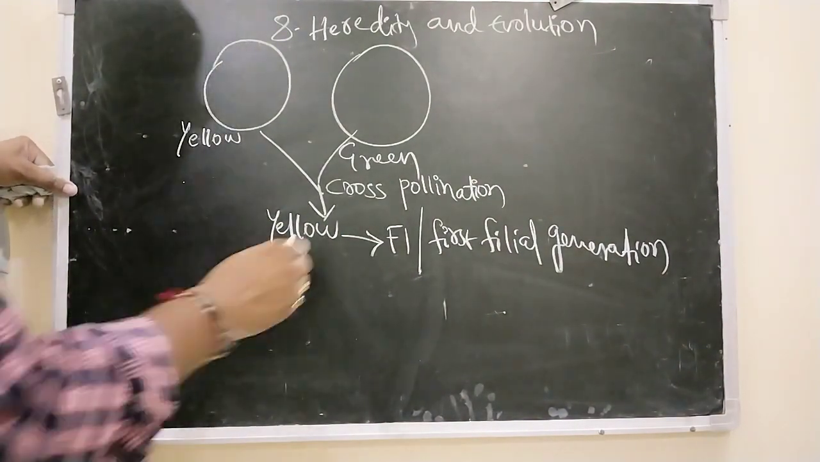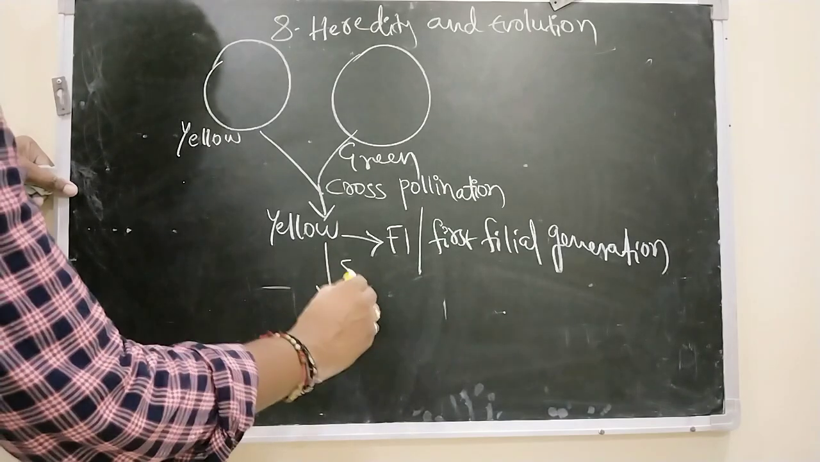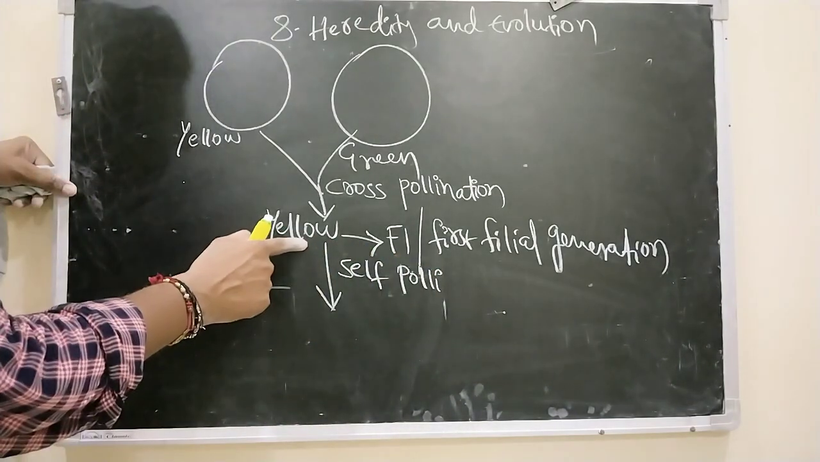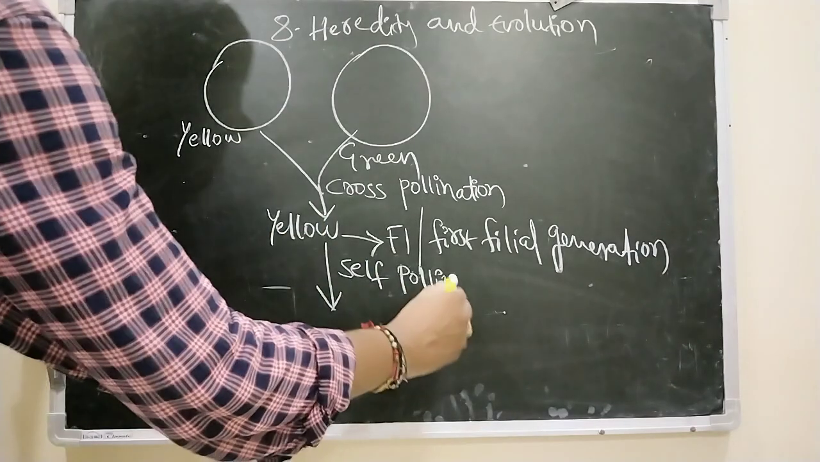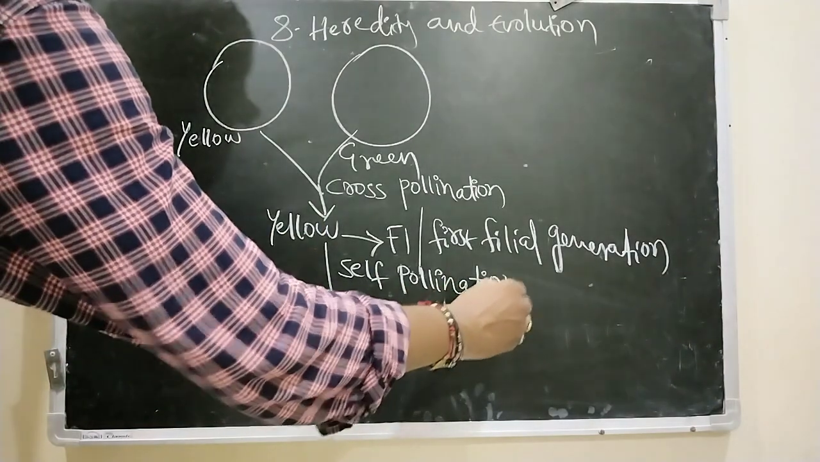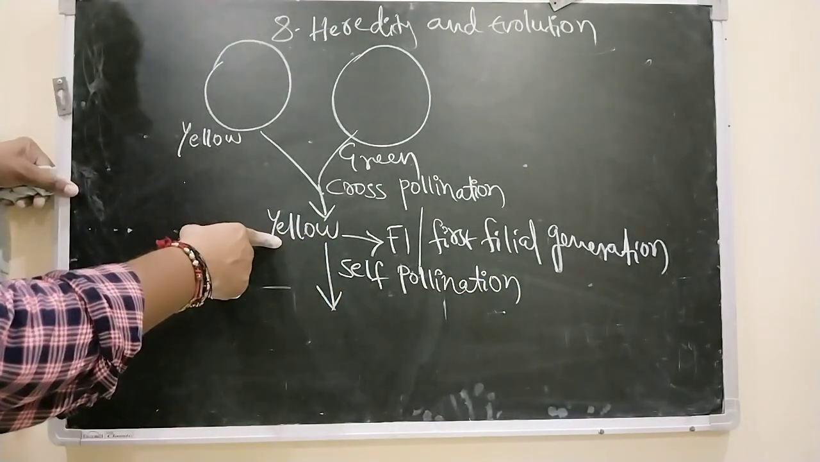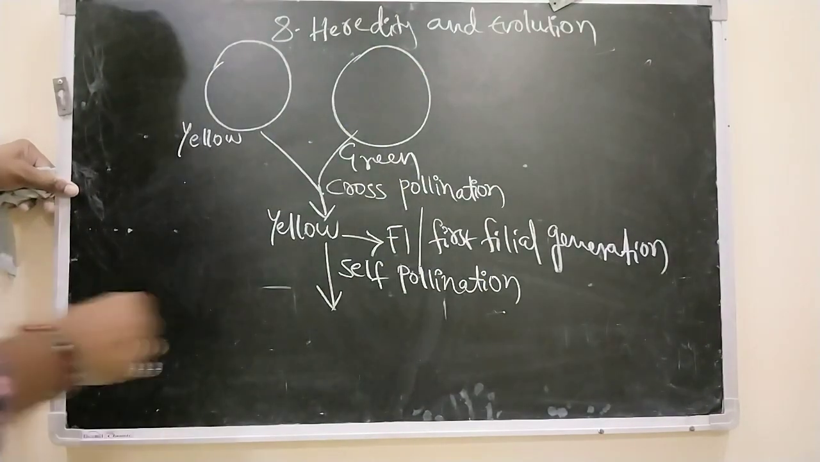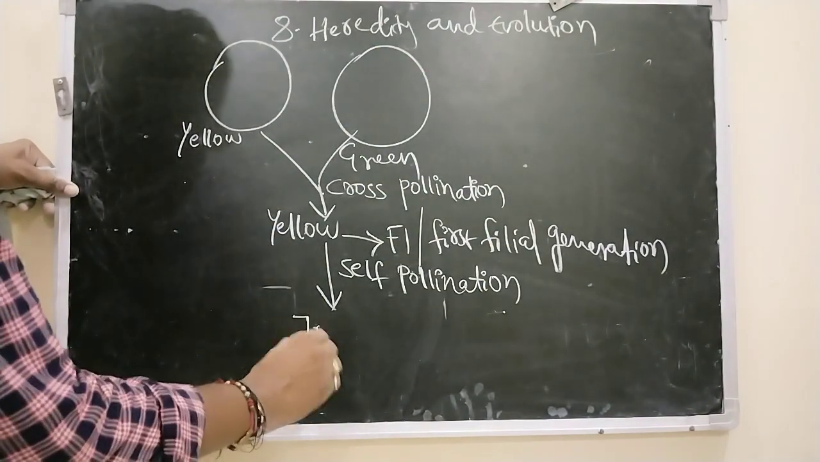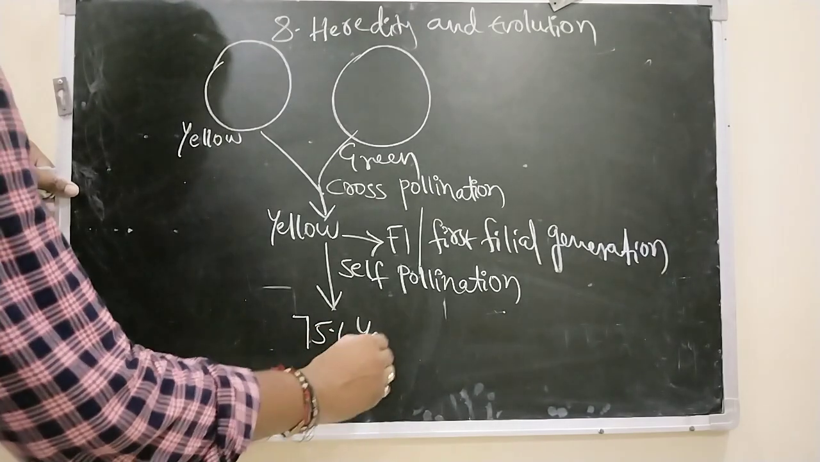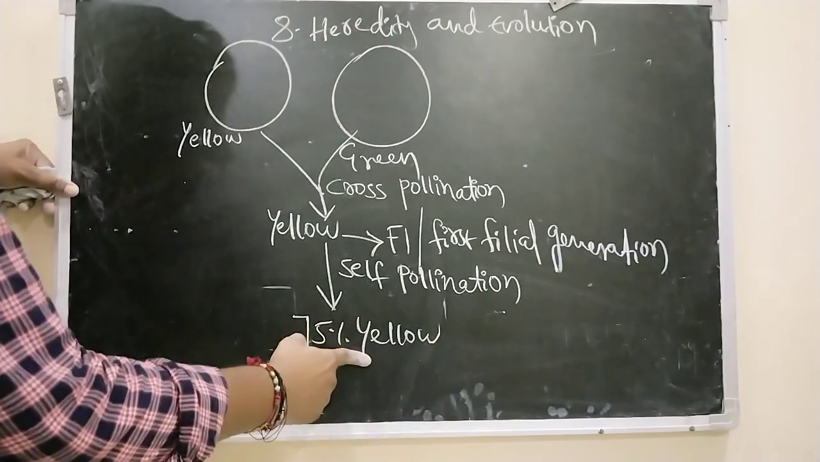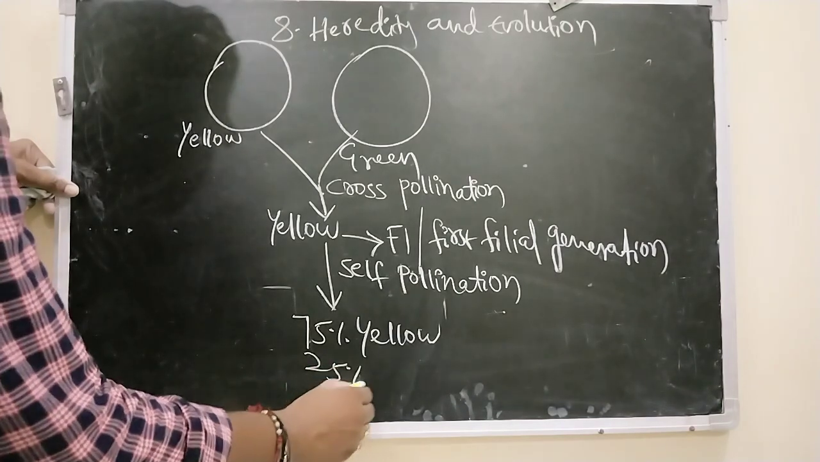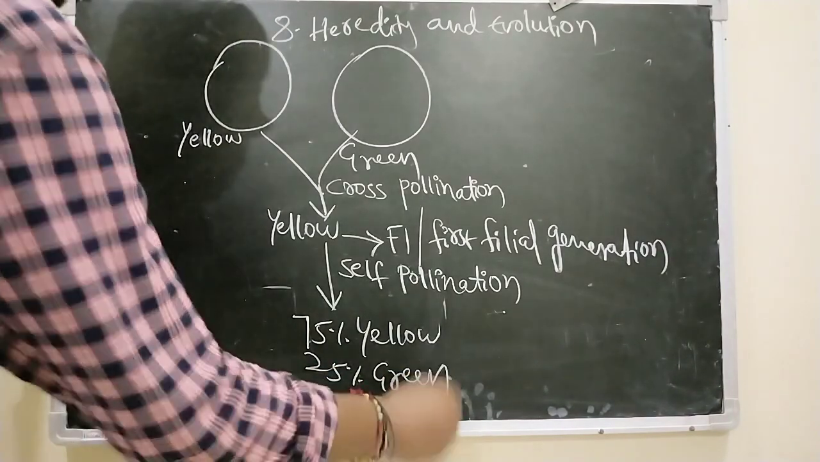Again, he self-pollinated the plants which came from yellow color seeds. He performed self-pollination between the yellow color seed produced plants. Then of the seeds which came in these plants, 75% are yellow and 25% are green.